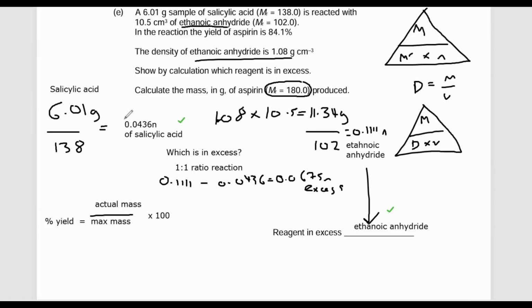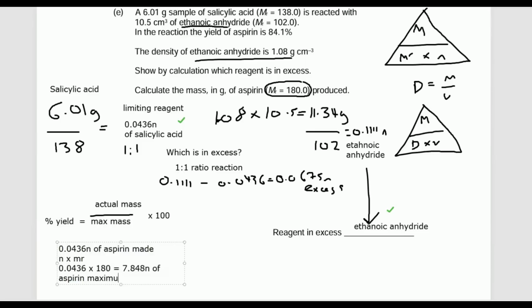So we know the MR is 180 and I know the moles of aspirin. If everything went perfect, I have to look at the limiting reagent to see how much aspirin I could make. I can't look at the excess reagent because that's going to have leftover moles that are unreacted. So I look at the limiting reactant and that is salicylic acid. 0.0436 moles of aspirin is the max I can make because that's the max amount of salicylic acid we have. It's a 1-to-1 reaction. So I'm going to do 0.0436 times 180, and this is going to give me the maximum grams of aspirin I can make, and it's 7.848 grams, not moles.